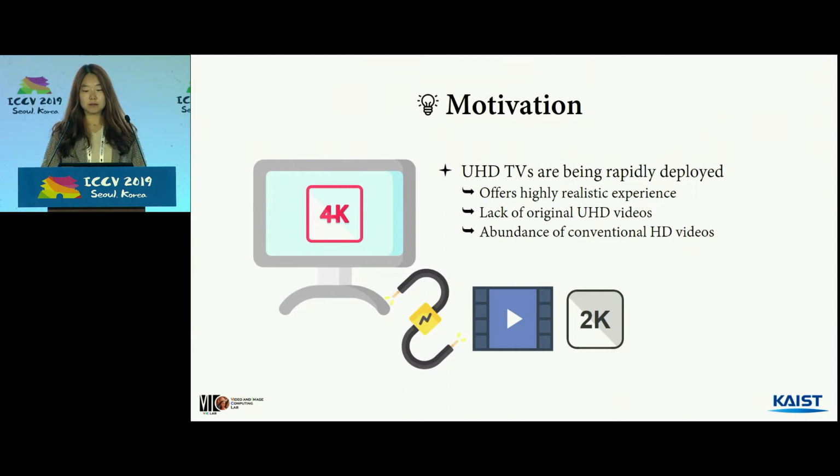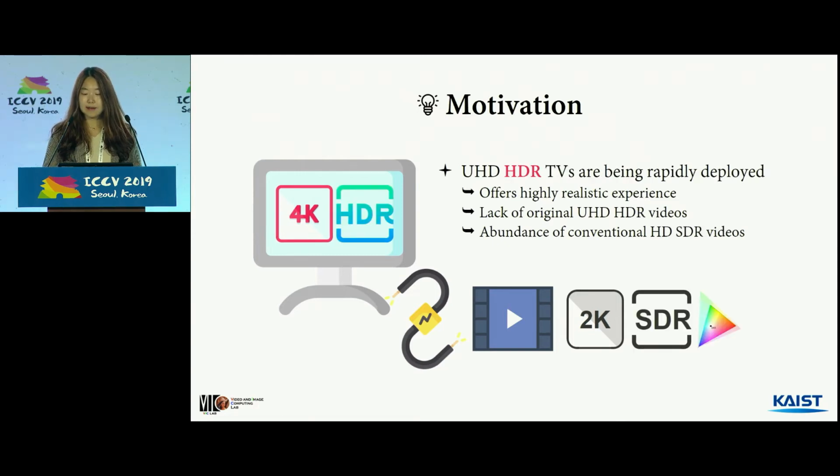I'll first explain the motivation to this problem. Ultra-high definition televisions, UHD TVs, are being rapidly deployed in consumer markets, and these UHD televisions also tend to be HDR, high dynamic range. However, one problem here is that there is a severe lack of the original UHD HDR videos and an abundance of the conventional HD, high-definition, SDR, standard dynamic range videos to send out in the transmitting side.